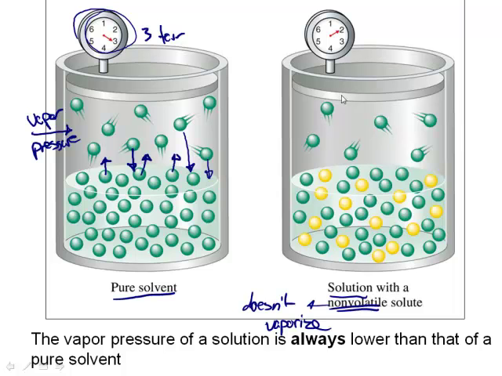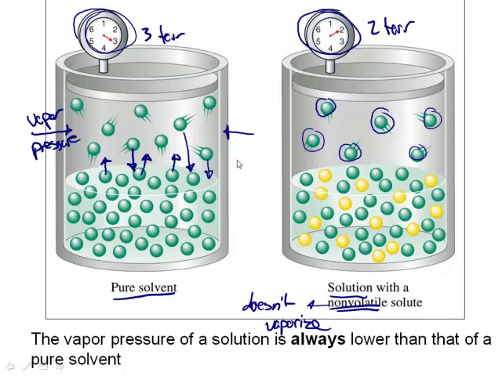If we look here on the right, the vapor pressure being exerted by the solution, where we have a non-volatile solute dissolved, is less. This is about 2 torr, if we look at the gauge. Now, let's think about the reason why that is. If we consider the solution, we can see, according to the diagram, that there are fewer solvent molecules that go into the gas phase as compared to the pure solvent.